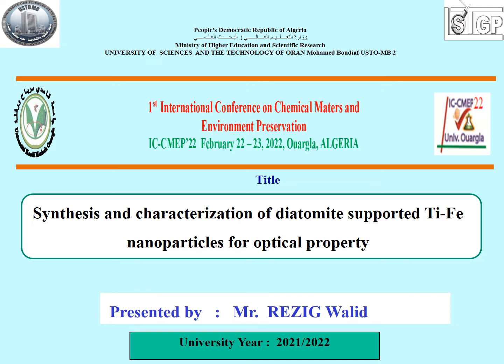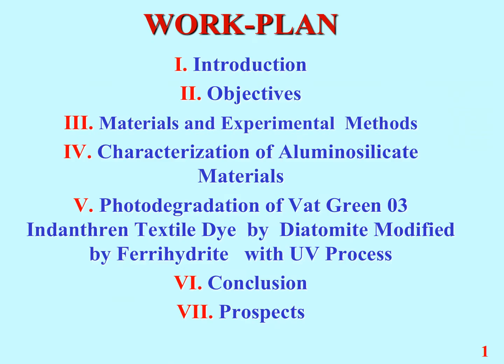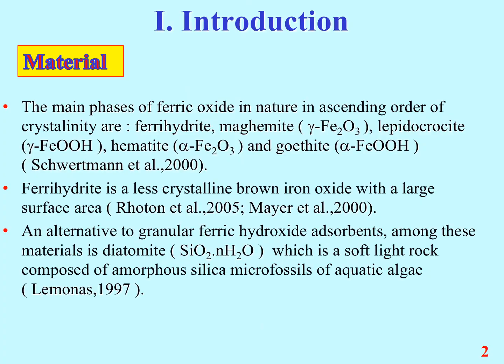Hello everybody, the title of my communication is Synthesis and Characterization of Diatomite Modified by Ferrihydrite Nanoparticles for Optical Properties. Work plan: introduction, objectives, materials and experimental methods, characterization of aluminosilicate materials, photodegradation of the V3 Indanthrene textile dye by diatomite modified by ferrihydrite with UV process, and finally conclusion and prospects.